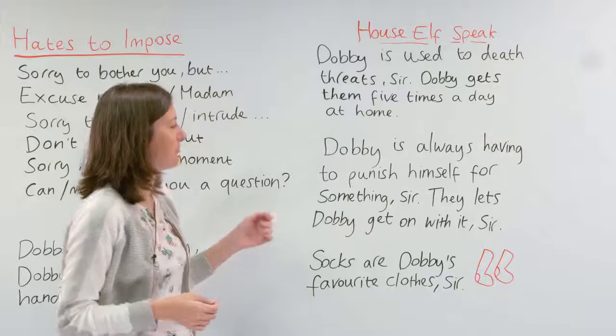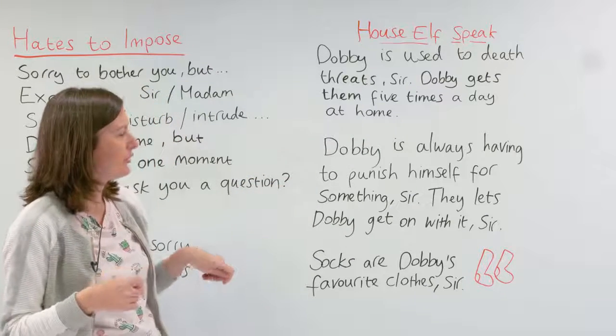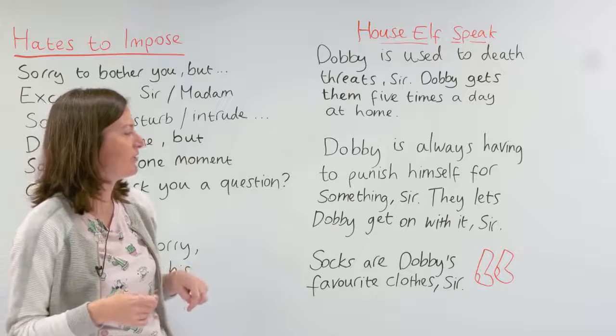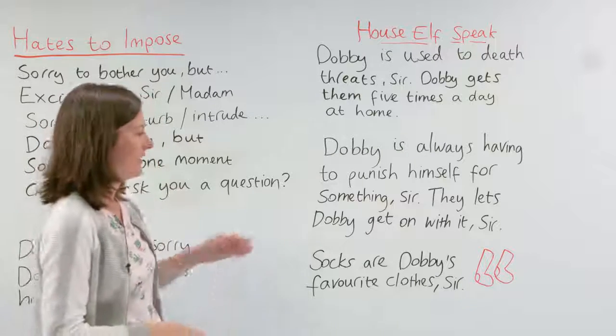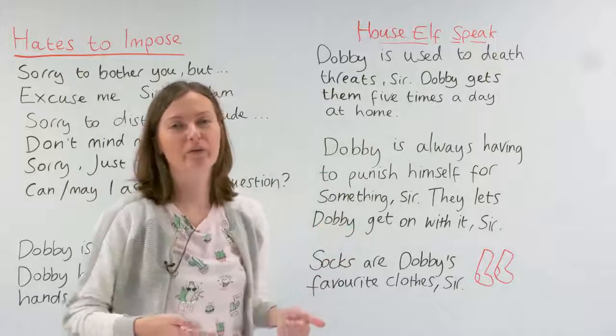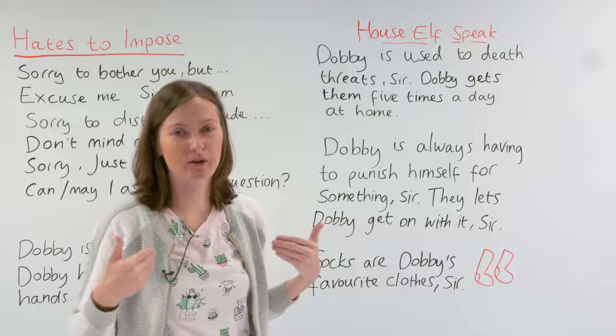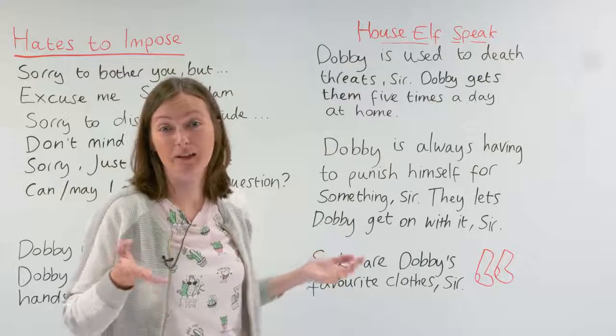Poor little elf. And the next example is, Dobby is always having to punish himself for something, sir. They lets Dobby get on with it. So he has to give himself his own punishments. It's a kind of responsibility in a way.